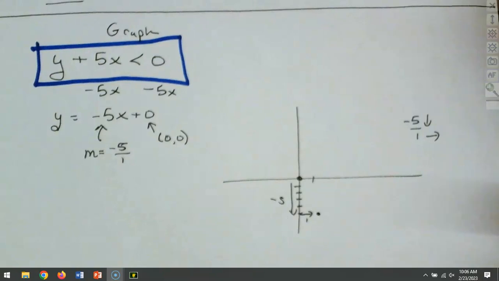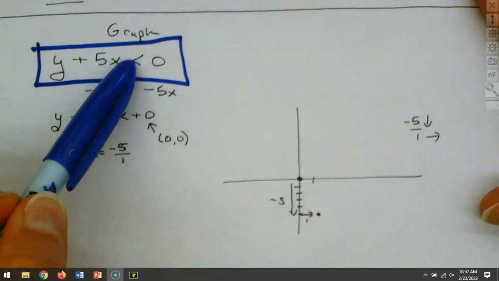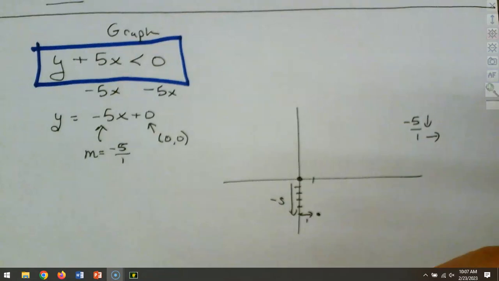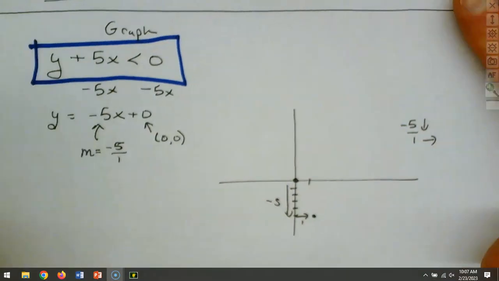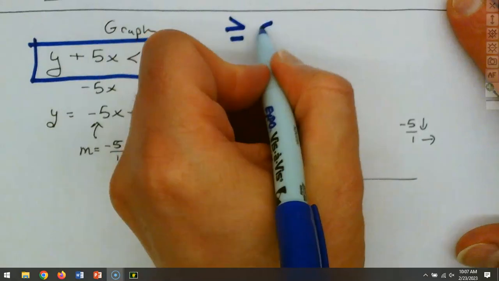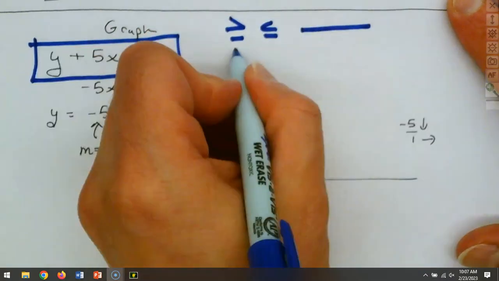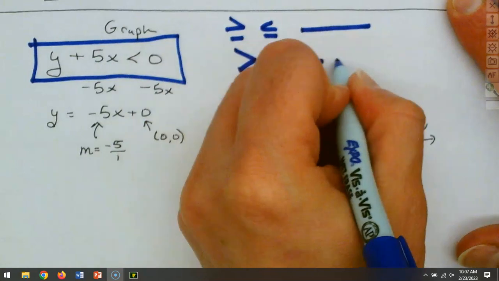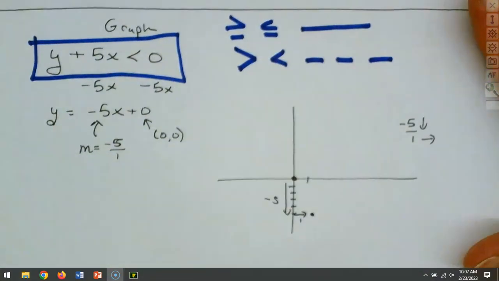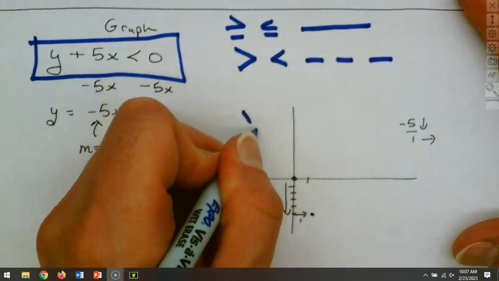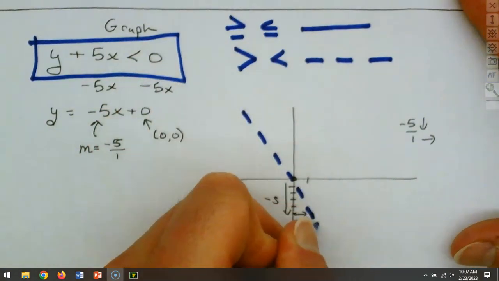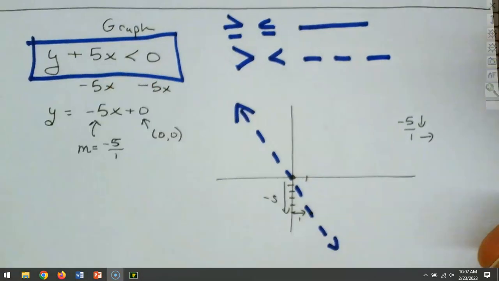And can someone tell me, dotted or solid line, which one is it going to have? We look at our inequality symbol here. Do we have a bar underneath it? No. So that means this is going to get a what? Dotted line, right? Because here's our rule: greater than or equal to, less than or equal to, solid. Strictly less than, strictly greater than, dotted line. So ours is going to get a dotted line.